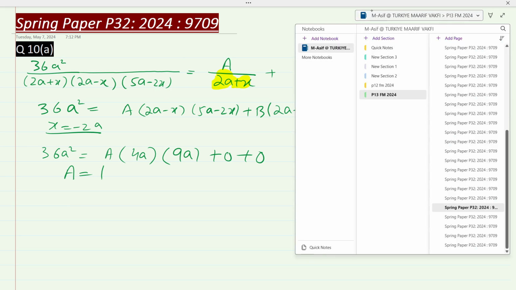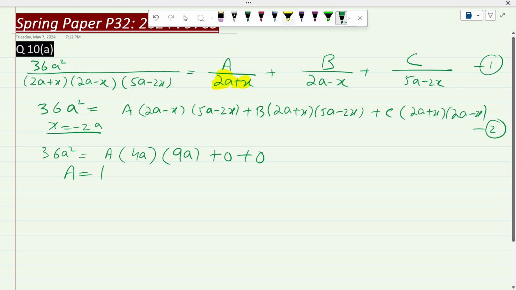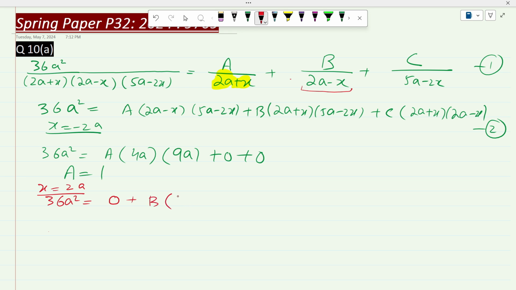Okay, so now let's work on B. For B, we will equate this whole expression to 0, so we will substitute x equals 2a. By doing so, we will get the value of B. 36a squared, the first expression would be 0. For B, it would be 2a plus 2a, that would be 4a, and 5a minus 2 times 2a, that would be a, just a. So 36a squared equals 4a squared times B. So B is equal to 9.